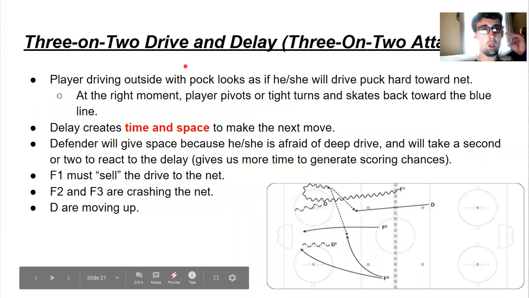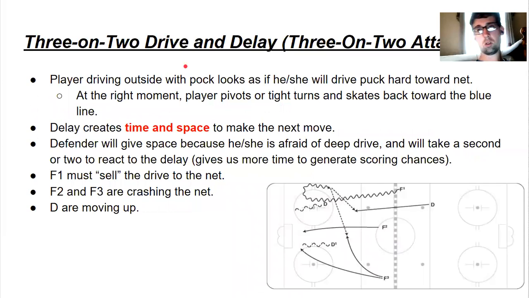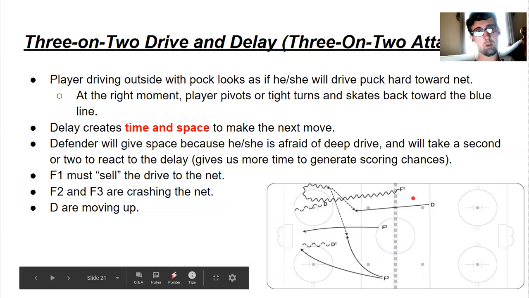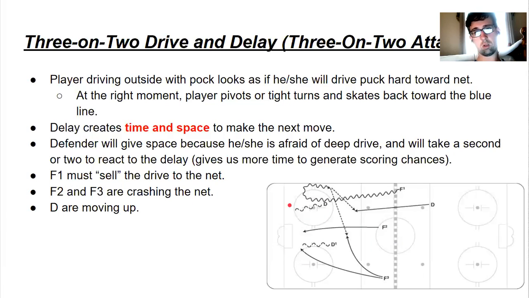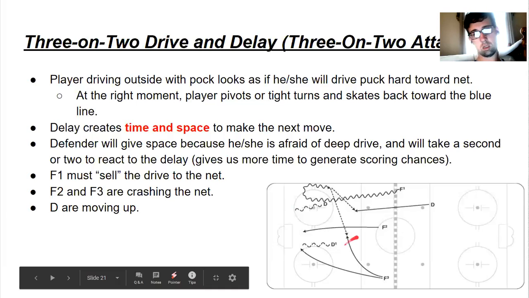3-on-2 drive and delay. 3-on-2 attack. Player driving outside with puck looks as if he or she will drive the puck hard toward the net. At the right moment, the player pivots or tight turns and skates back toward the blue line. So, the player driving outside with the puck looks as if he or she will drive hard toward the net. So any of these, basically.